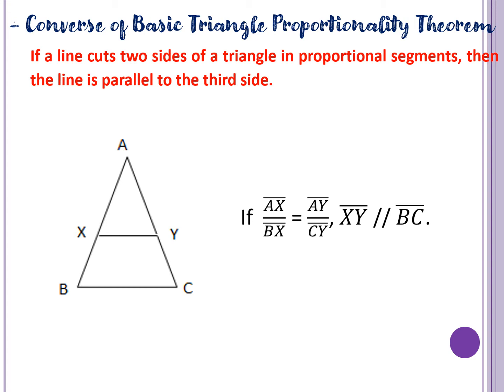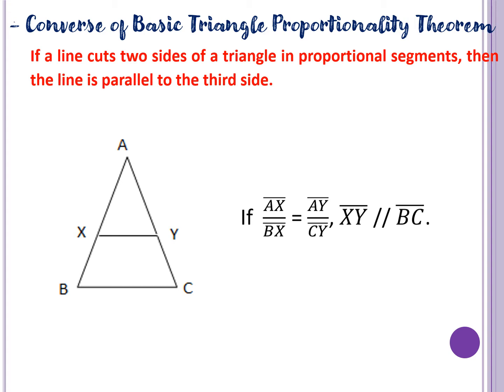Let's now have the converse of basic triangle proportionality theorem. The converse of basic triangle proportionality theorem states that if a line cuts two sides of a triangle in proportional segments, then the line is parallel to the third side.